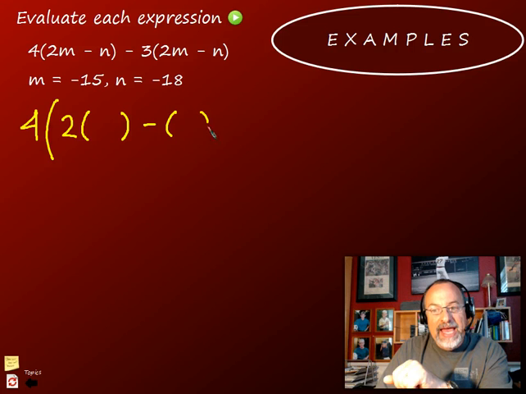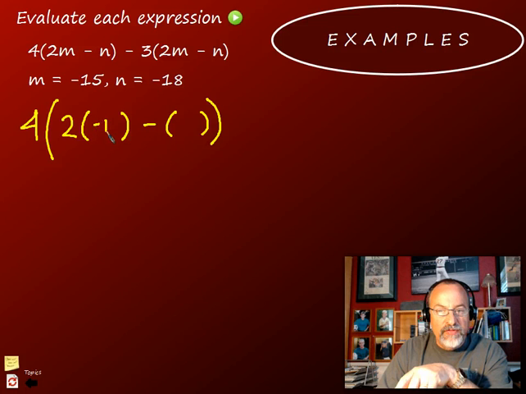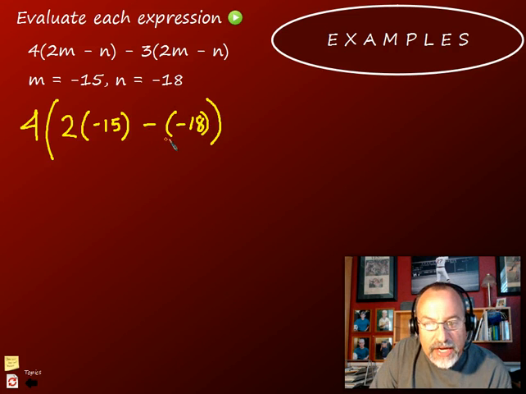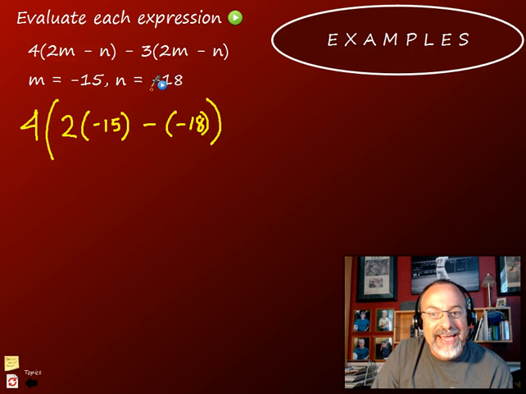minus n, and then so I rewrite this, and for every letter I write a parentheses. Then I go back and put the number in. So for this m, I put in negative 15. And then for this n, you put in negative 18. And the reason I want you to do that is because right in here, what's going to happen is you're going to put in negative, and then you're going to see, oh, it's negative 18. You're going to think that's already there, and you're going to make a mistake.